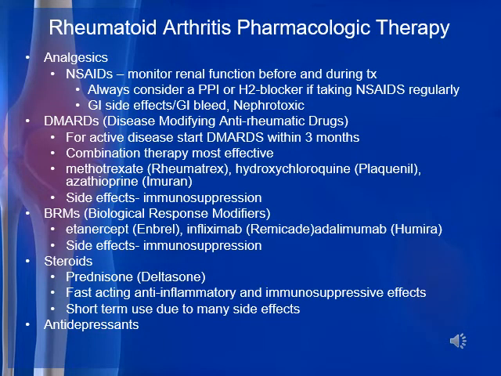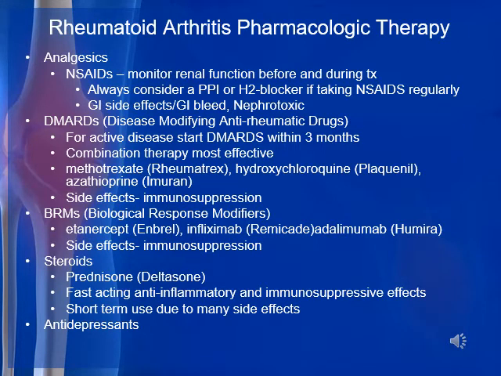So with rheumatoid arthritis, they still might use some of the same analgesics: the acetaminophen, the NSAIDs, the nonsteroidal anti-inflammatory drugs, the COX-2 inhibitors. I don't have all of those listed again on this slide because we've talked about them. It does highlight again on the NSAIDs, making sure, it talks about monitoring renal function because NSAIDs are nephrotoxic, but then also it talks about considering a PPI, a proton pump inhibitor, or a histamine 2 blocker.